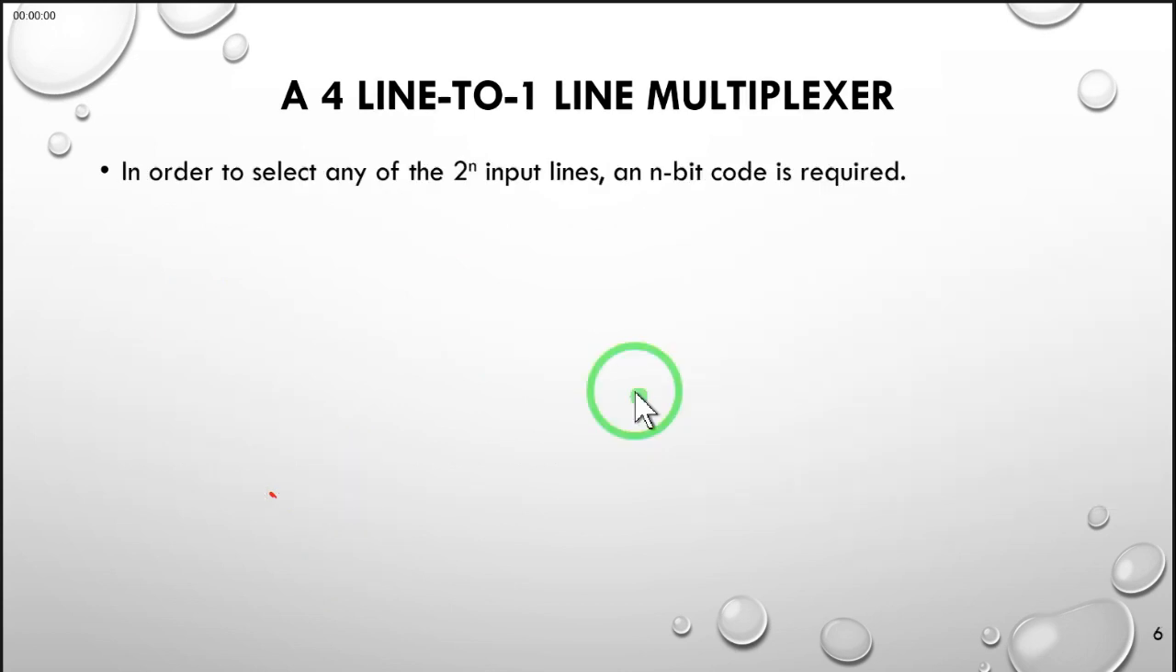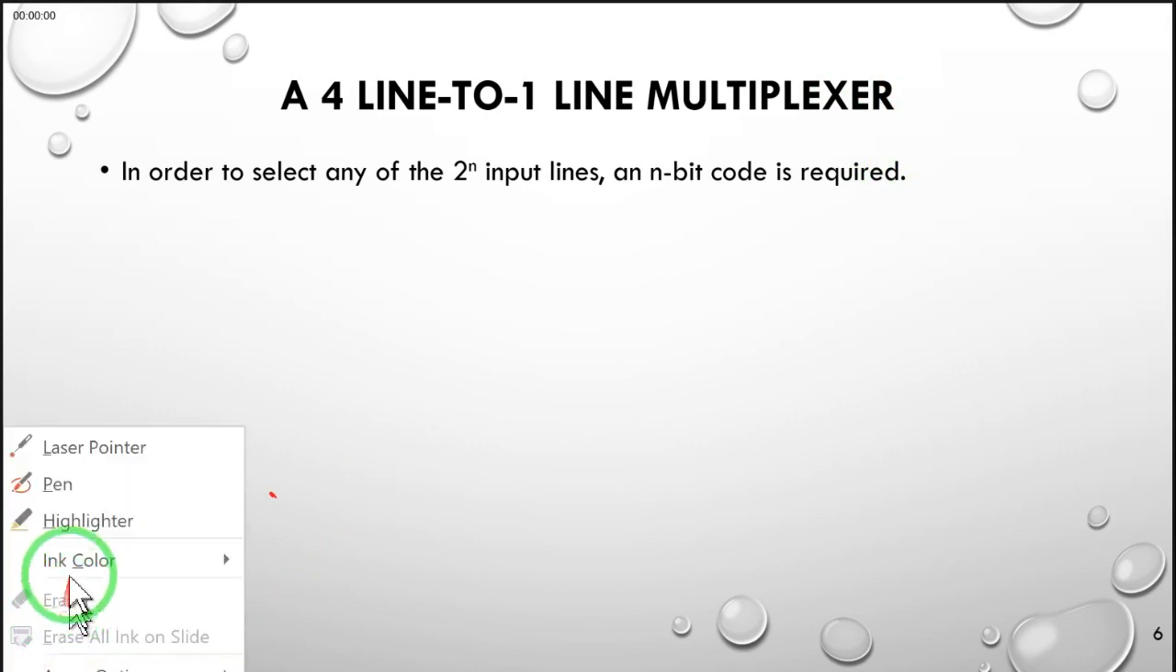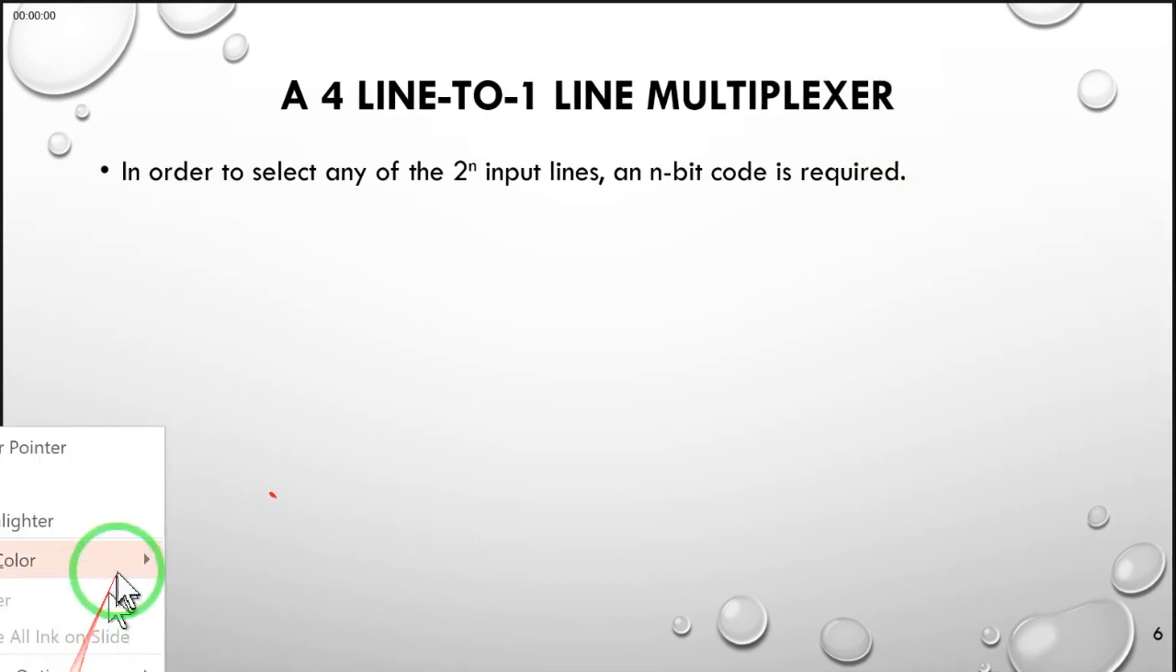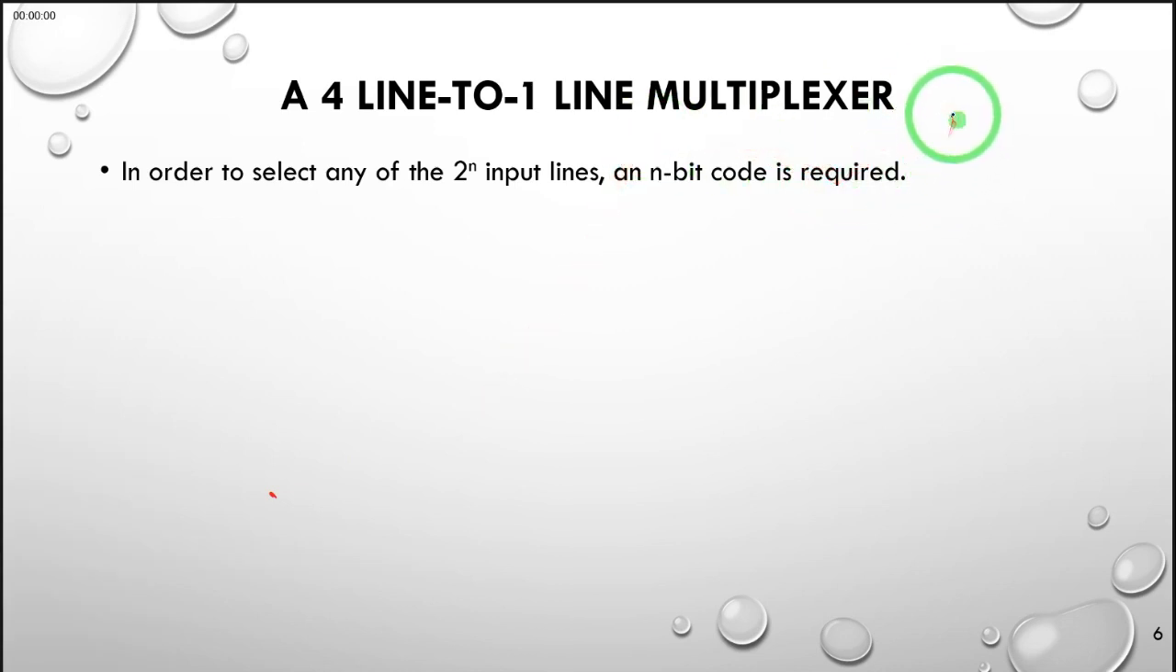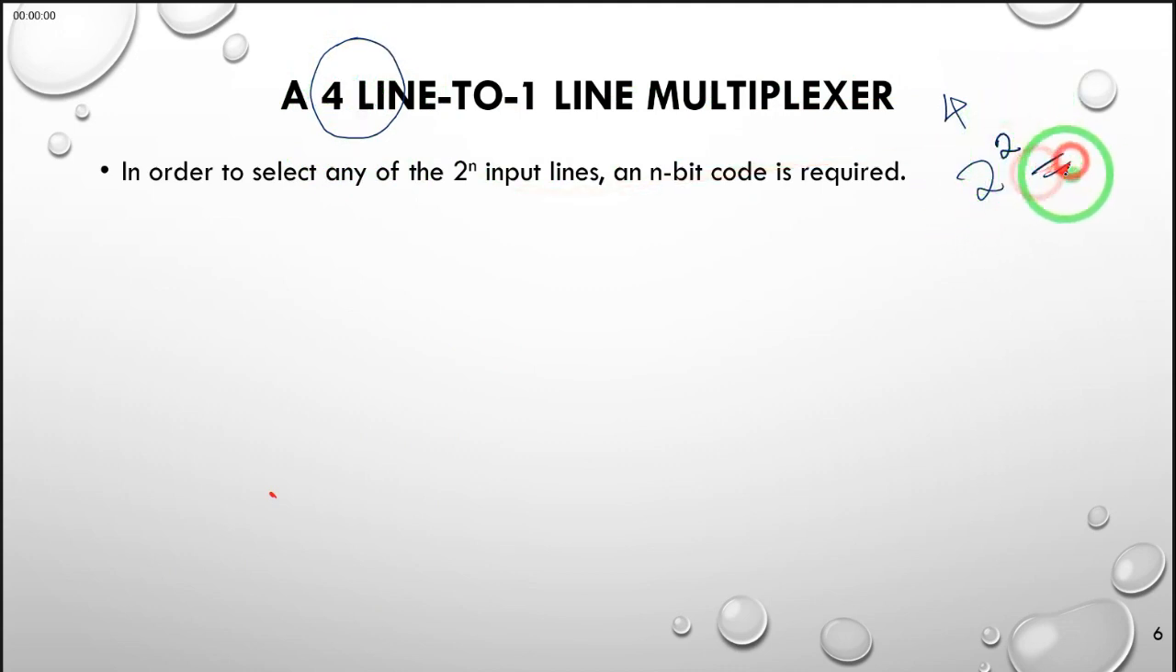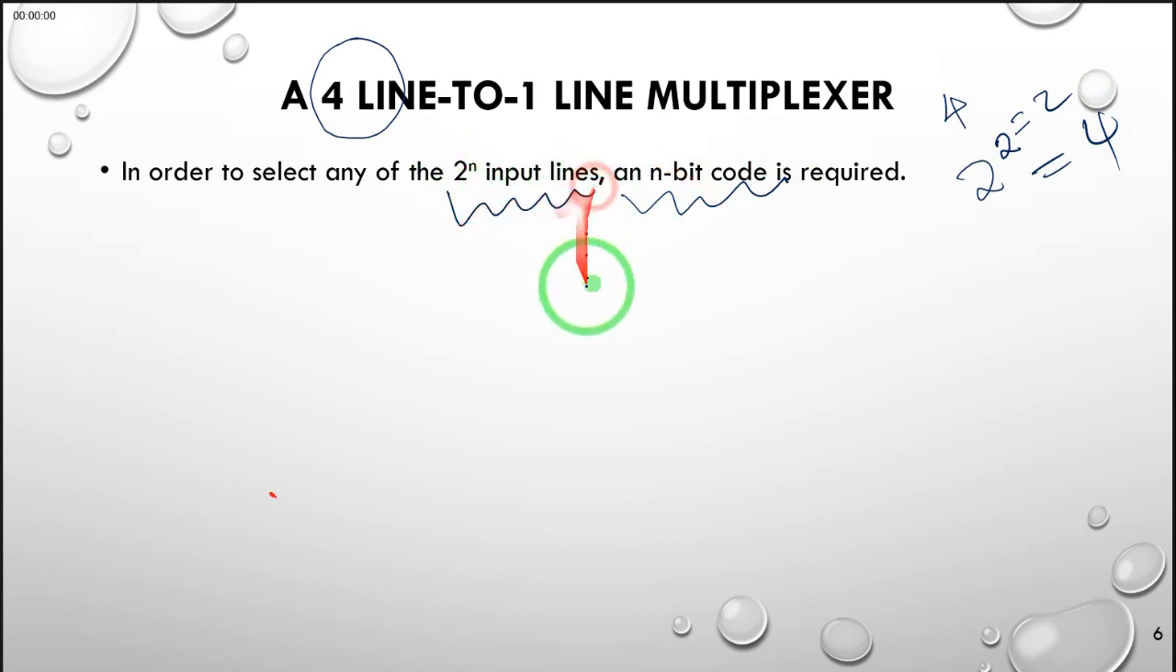In order to select any of the 2^n input lines, we normally use an n-bit code, where n is dependent on the number of input lines, or we say that the number of input lines is defined by the number of select lines available at the multiplexer. For instance, let's say we have 4 input lines, as we are mentioning here, so 2^n equals 4, n is equal to 2, and therefore we will need a 2-bit code to select any one of the 4 input lines.